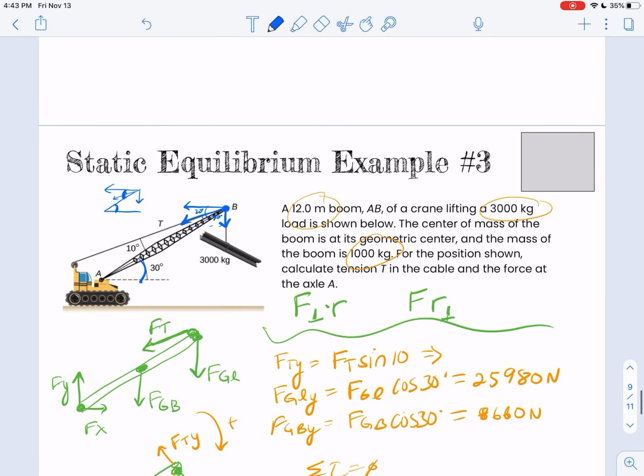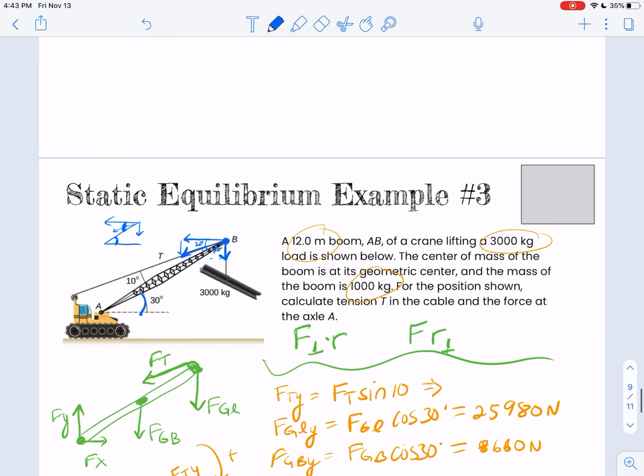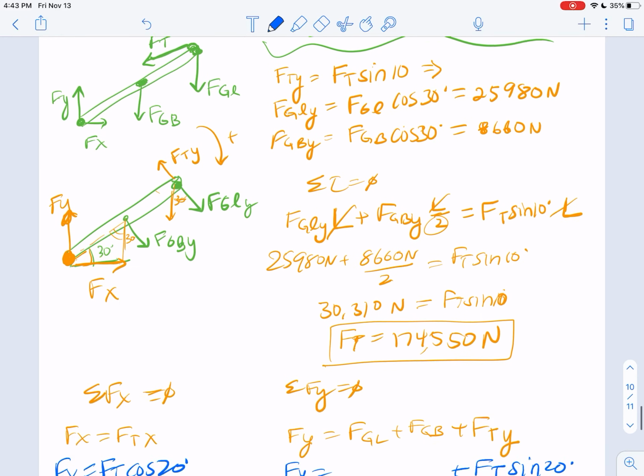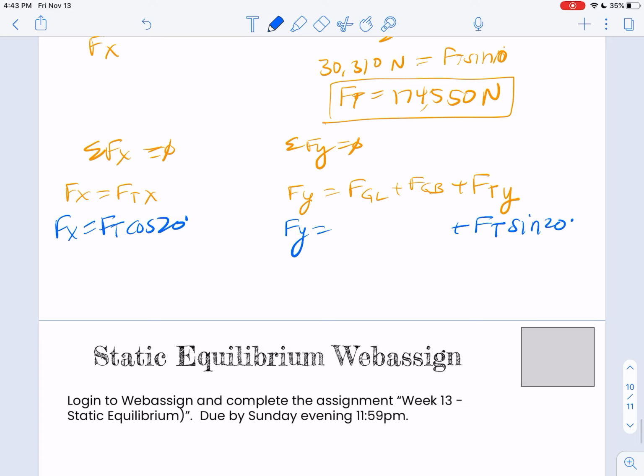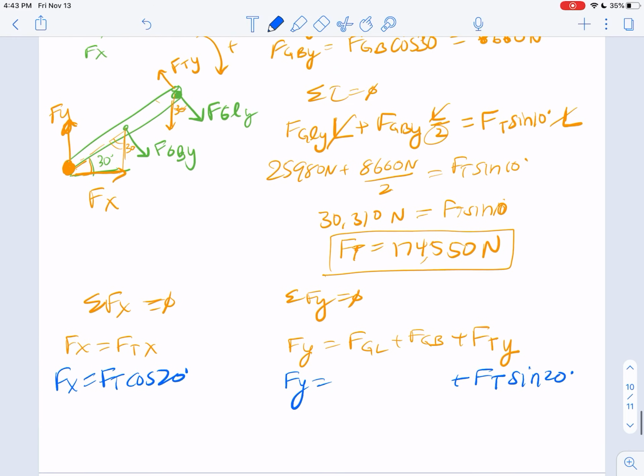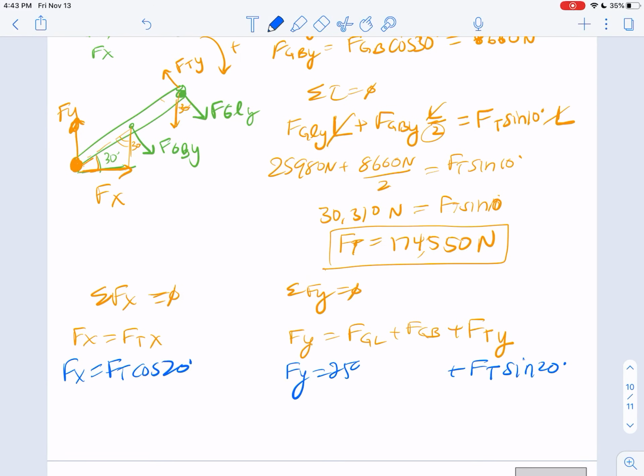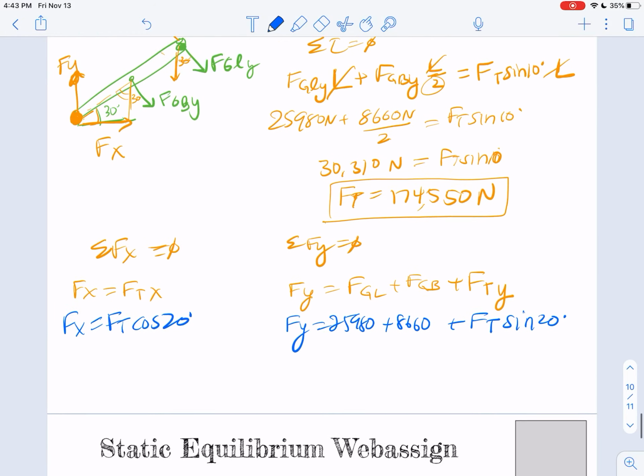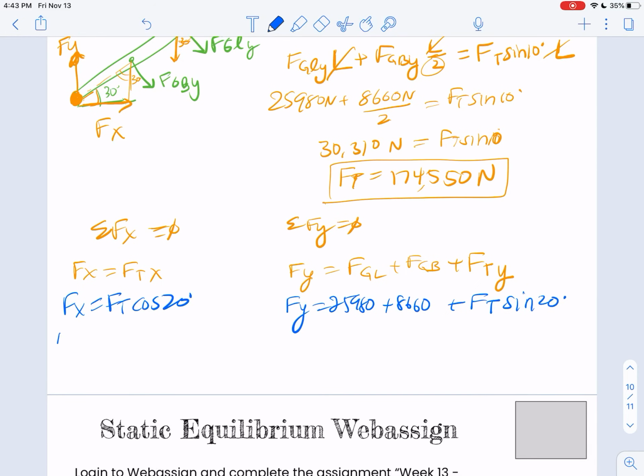So sine, yeah, because that's going to be small. Okay, I think that's right. Let's go with it. Wow, what a mess. And then my Fg load was 25,980, and this was 8660. Now I just got to solve it because I know the FT. I hope that's right. If it's not right, then someone's probably going to tell me. So if you think it's wrong, could you tell me? Because my brain's tired. It's Friday.